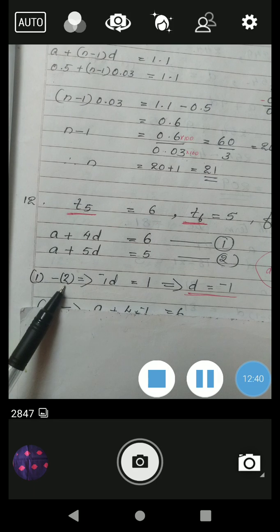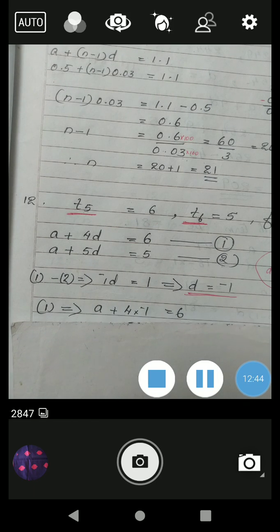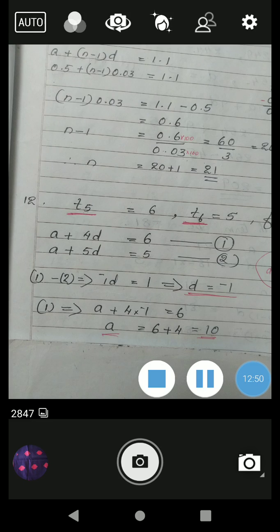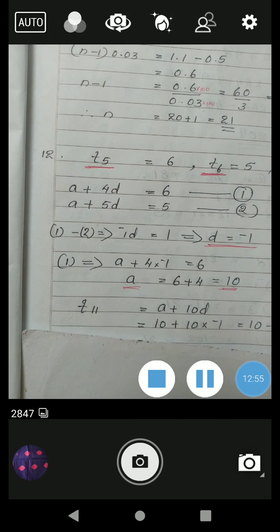1 minus 2 implies minus 1D equal to 1. Therefore, D is equal to minus 1. Substitute D is equal to minus 1 in equation number 1. You will get A is equal to 10. Now, we want to find T11. T11 is A plus 10D. Now, substitute that value. You will get T11 is 0. So, the 11th term of this series is 0.